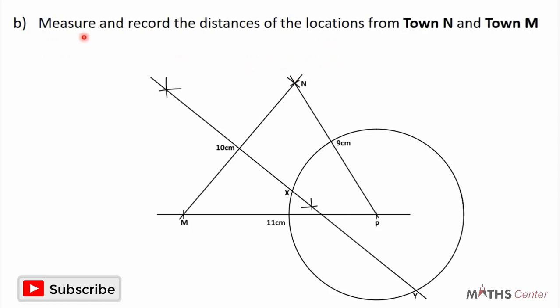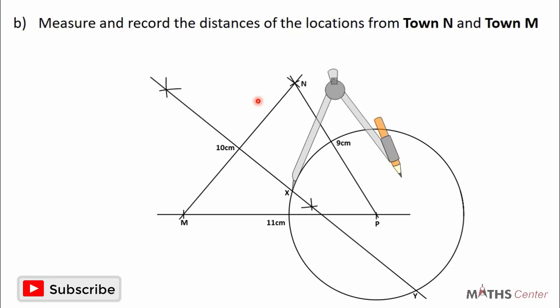It says that measure and record the distances of the locations from town N and town M. The question is asking us to measure and record the distances between these 2 points and town M and town N. So we will first measure NX and MX. After that, we will measure NY and MY. Let's begin with NX. To measure NX, I'll take the compass and put the needle on point X. Then I'll stretch the part holding the pencil to point N, just as I have here. By doing this, I have measured NX using the compass.